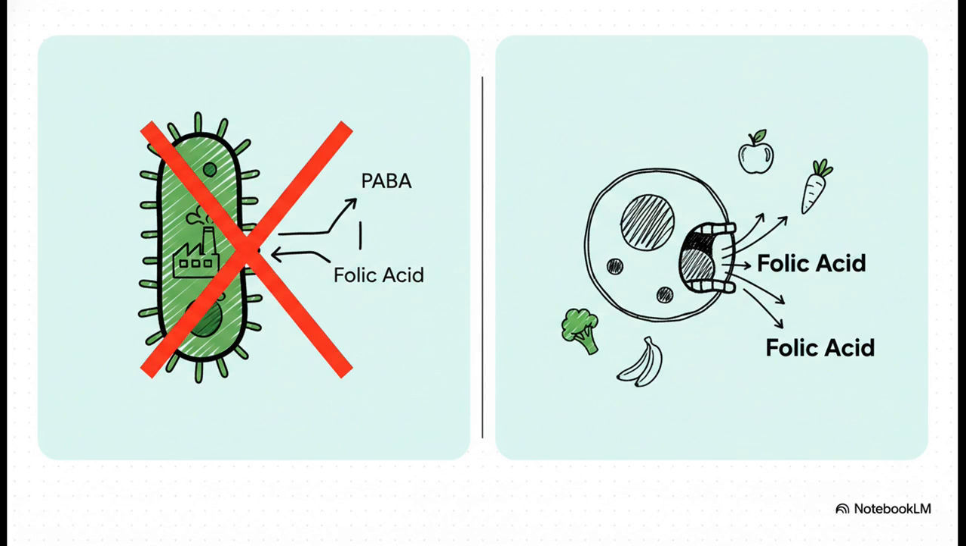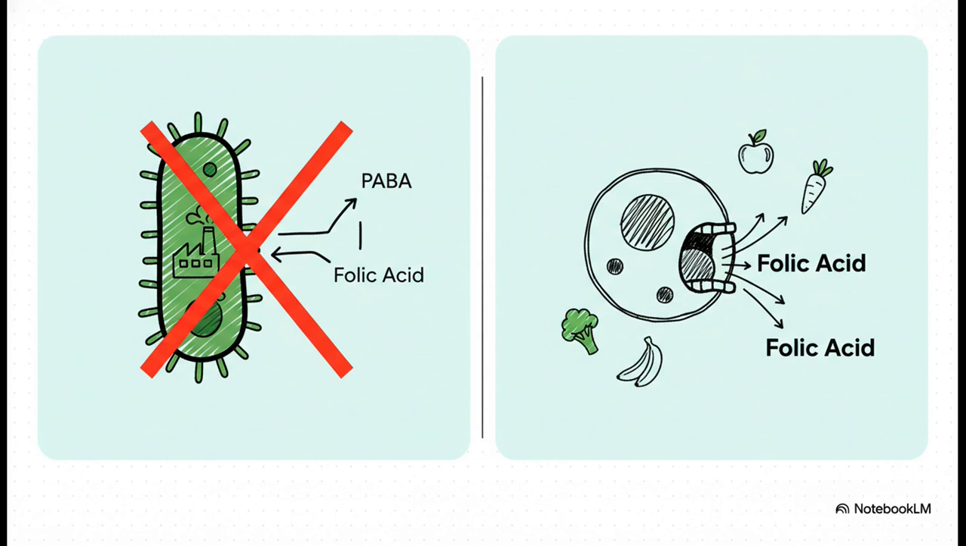This is the beautiful part. This is what we call selective toxicity. You see, bacteria have to make their own folic acid from scratch. They have no other option. But we humans, we just get it ready-made from our diet, from our leafy vegetables, our dal, our fruits. So the drug cleverly starves the bacteria while leaving us completely untouched.